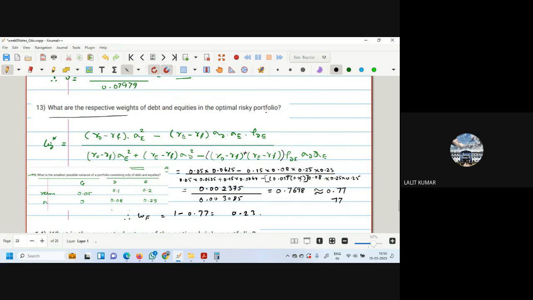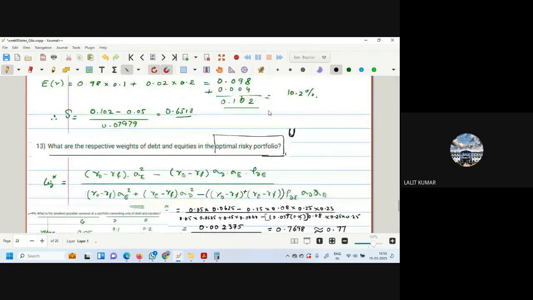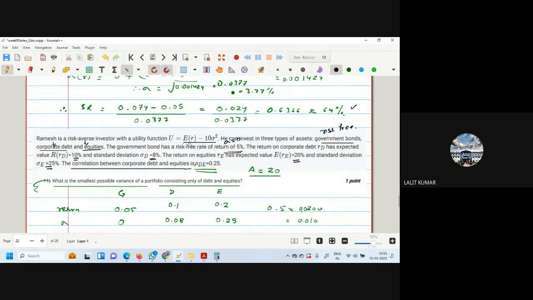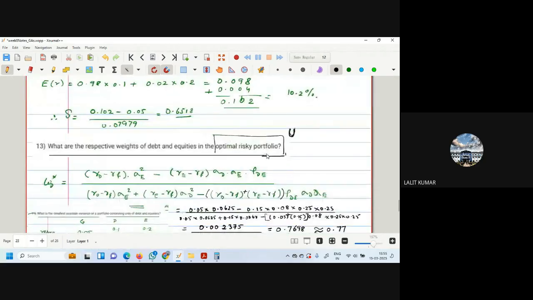Whenever the words optimal risky portfolio come, your utility function comes into the picture. He had given the utility function ER minus 10 sigma square. So whenever you are saying optimal risky portfolio, there you try to find the W from here. Either you can use this formula, which is slightly complicated, or you can put the values of this ER.